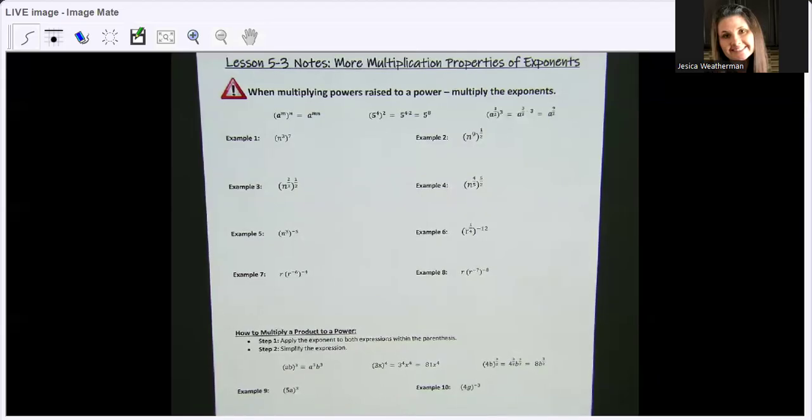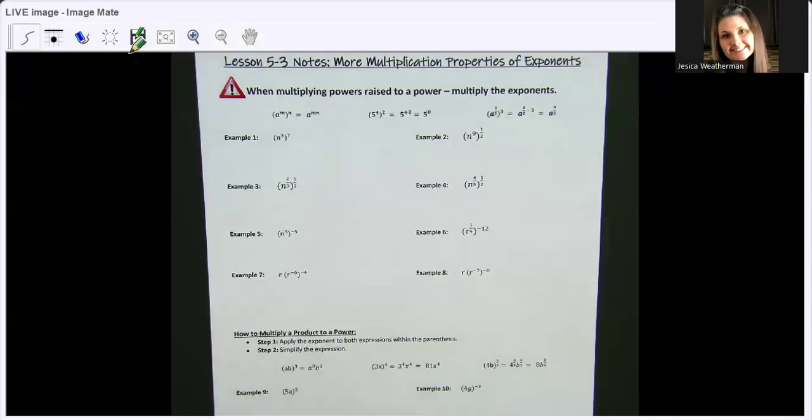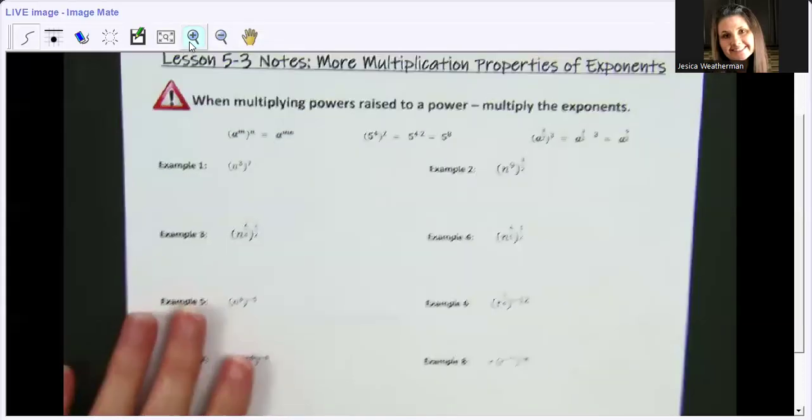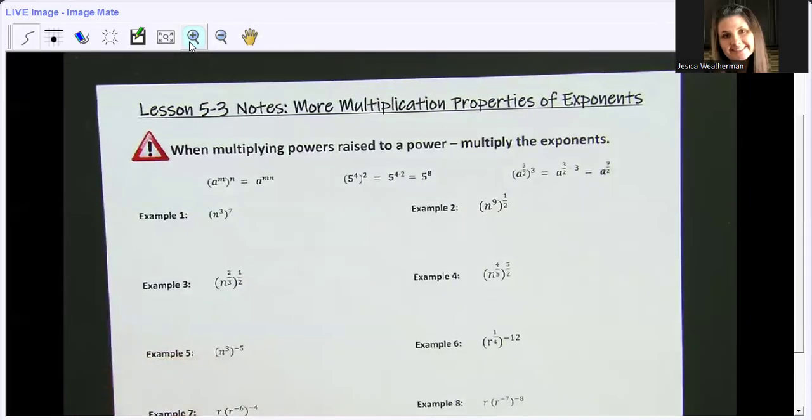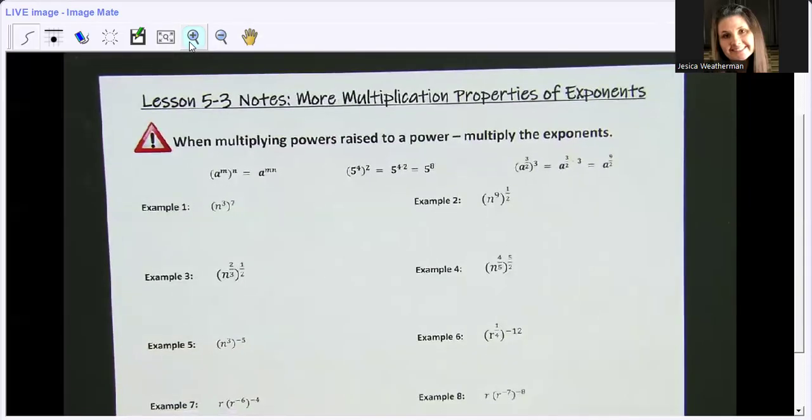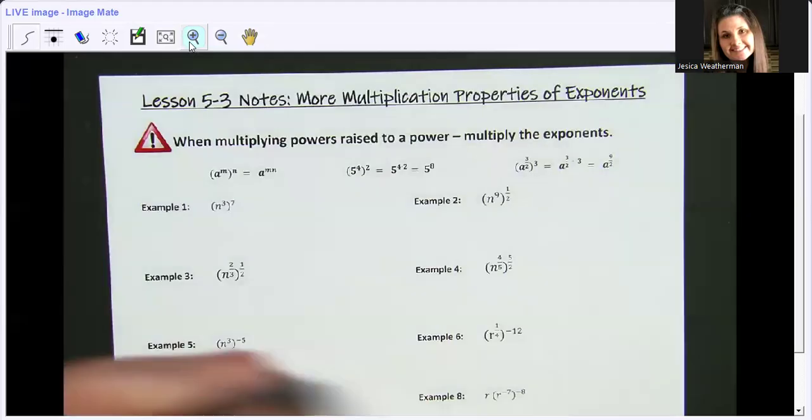Today's lesson is 5-3, and we are going to be learning more about exponents. We learned about it in our last set of notes, 5-2, where we had to add the exponents. Remember? When we were multiplying 2x times 3x, we would get 6x squared. We would add those exponents together.